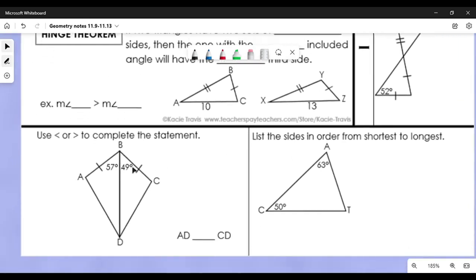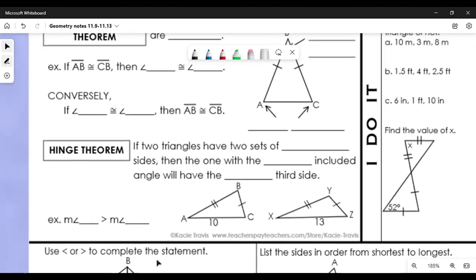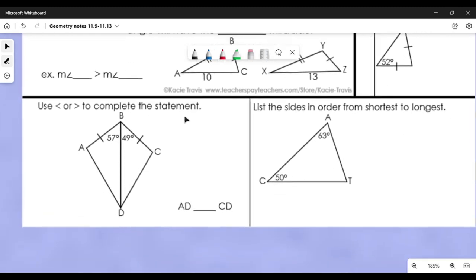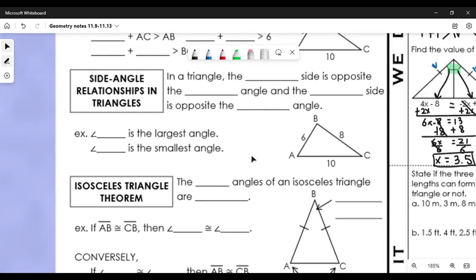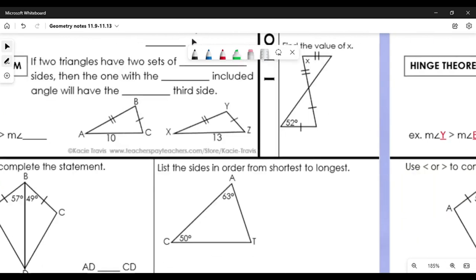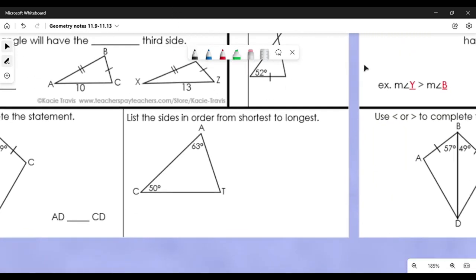And down here, this is going to be involving our hinge theorem. And over here, this is going to be dealing with our side angle relationships. So good luck. Hopefully you are able to go through and do that, and we'll go over this in class.